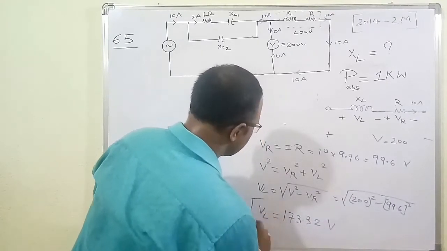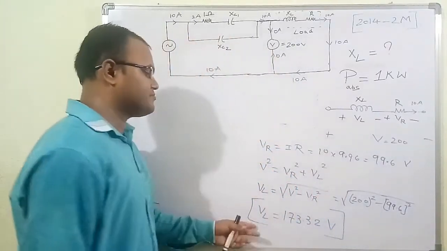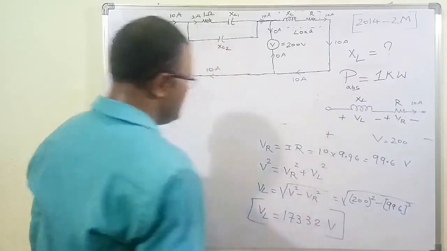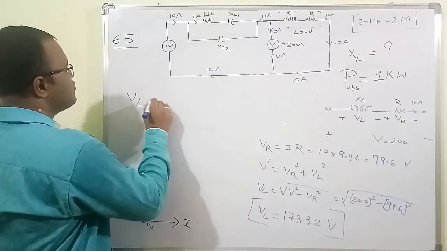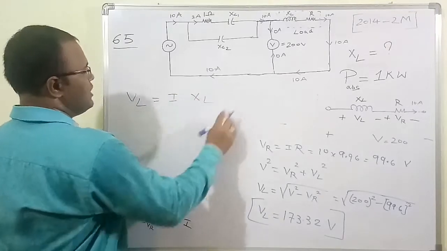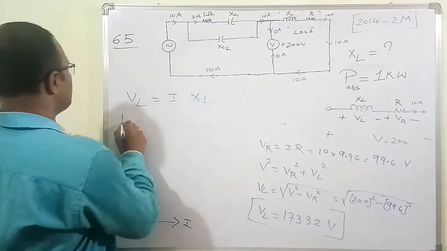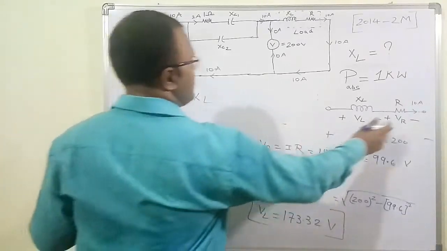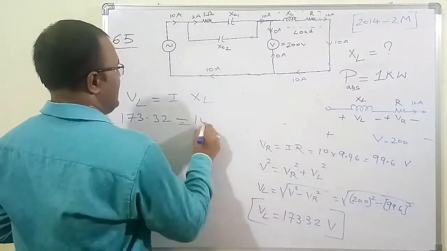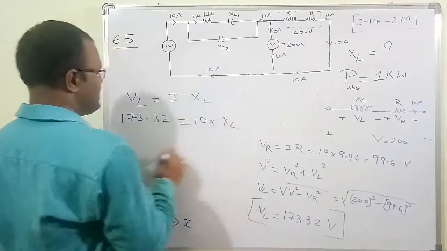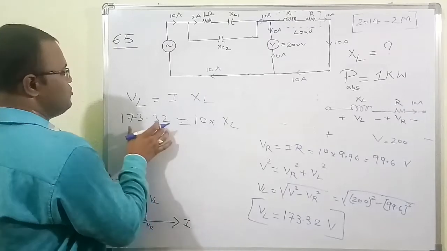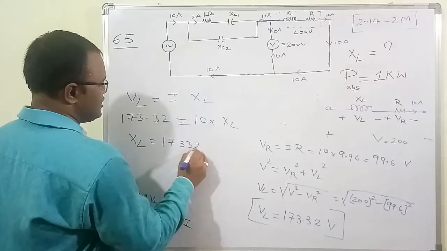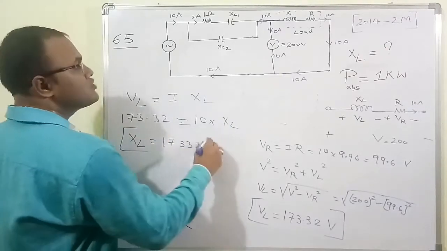173.32 volt. So this is the voltage across the inductor. See, the voltage across the inductor, VL, is equal to 173.32. Therefore VL is equal to I into XL. VL is already known, 173.32, and the value of the current in the inductor is 10 ampere. So 10 into XL. We need to find the value of XL. Therefore XL is equal to, if you do this by division by 10, you will get 117.332 ohm. So this is our required solution of this problem.